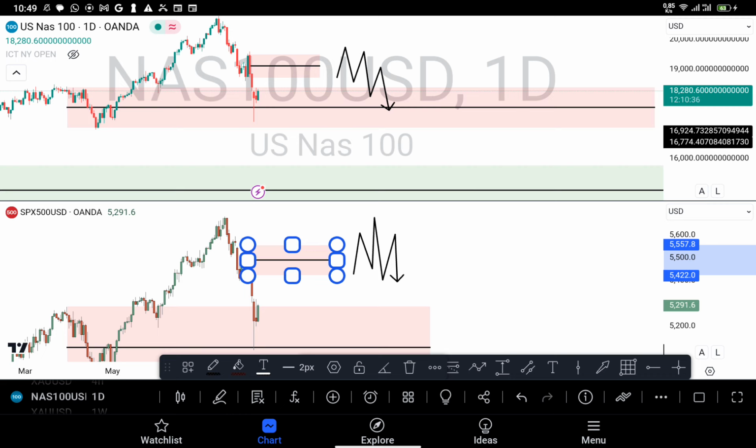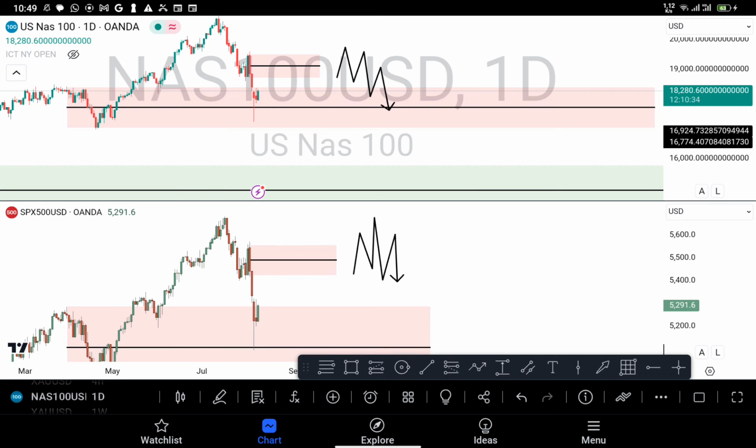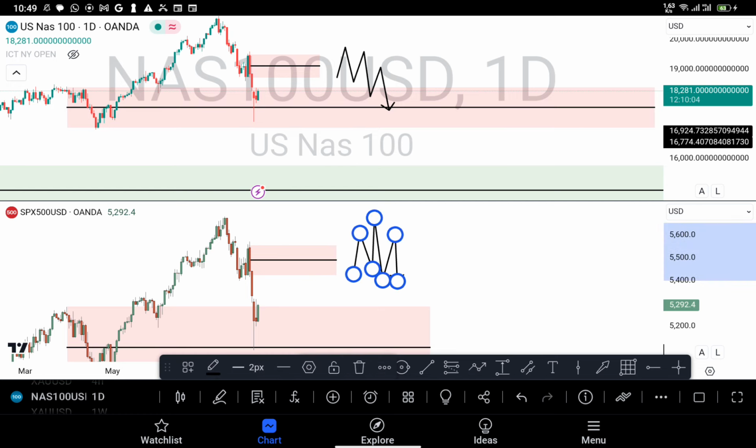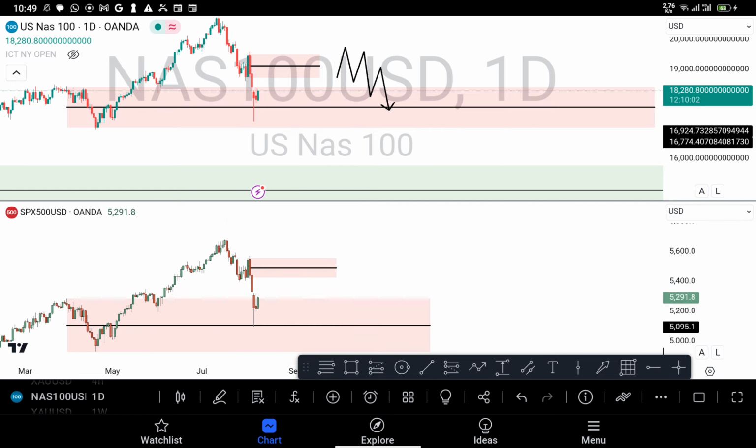If you're interested in learning how to do these things, these are not my concepts. I'm using ICT's concepts. You can just go to his channel and learn them and find the model which aligns with your personality and then trade it. I'm not advising anyone to use this. This is just some sort of a guide of what price might do, and it's part of my journaling. I'm journaling when I'm doing this. So yeah, this is what I wanted to share, guys, on Nas100 and SP500.